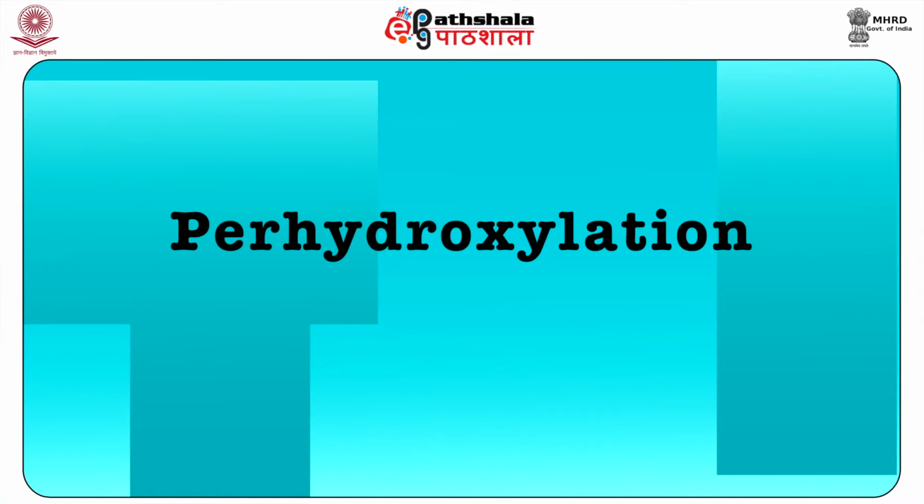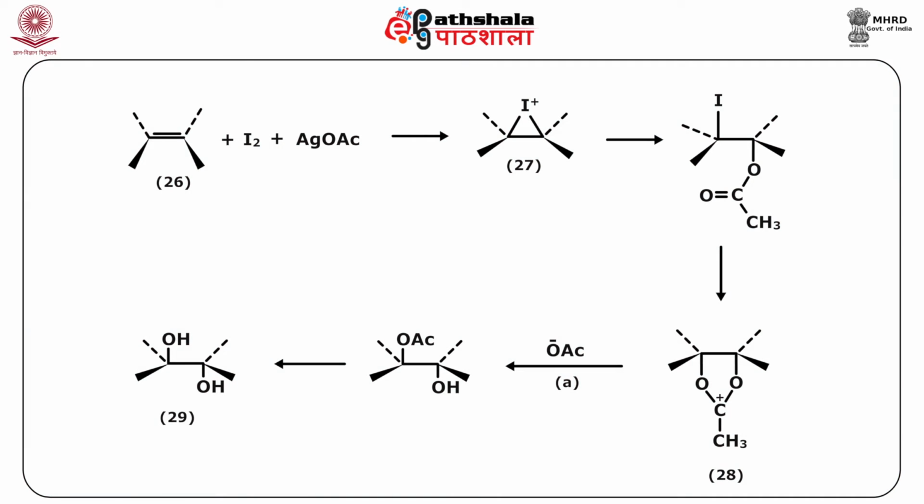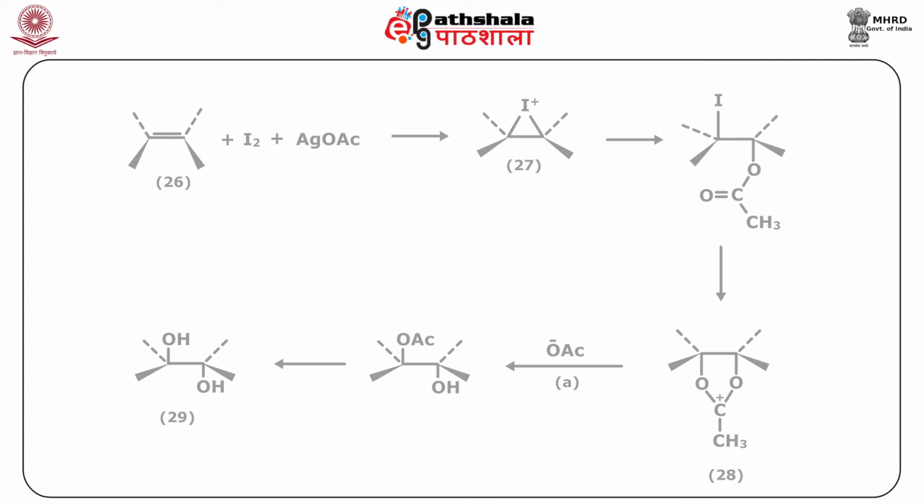Per-hydroxylation. Per-hydroxylation of alkene using iodine and silver salt, which is the Prevost reaction, similarly goes through a cyclic iodonium ion, followed by the neighboring group participation to give the anti-glycol.